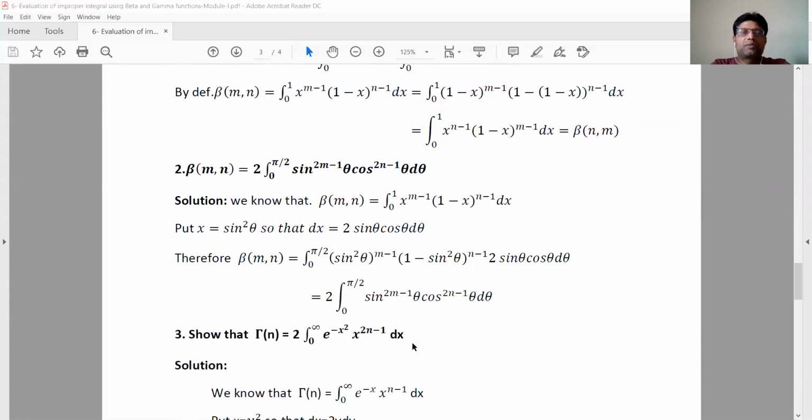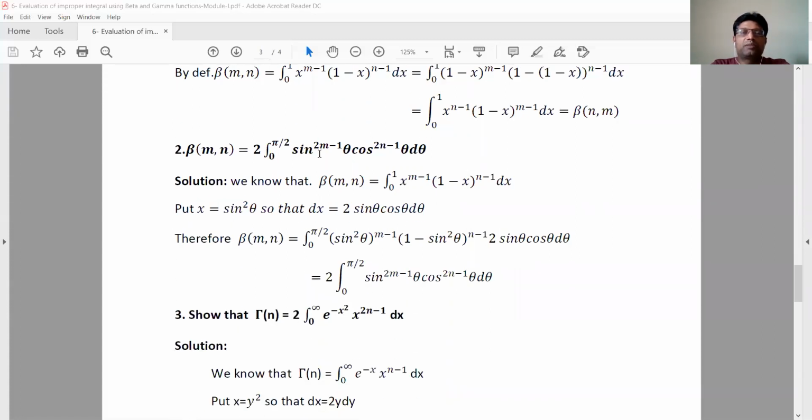Next, beta of m comma n is 2 times the integral from 0 to pi by 2 of sine power 2m minus 1 theta cos power 2n minus 1 theta d theta. So use the beta function definition. Put x equals sine square theta. Then dx is 2 sine theta cos theta d theta. Plug in these values here.